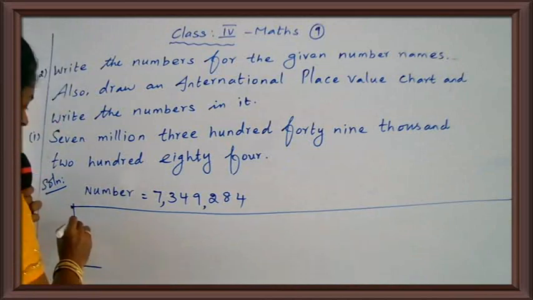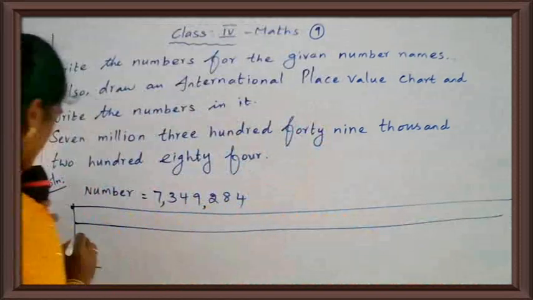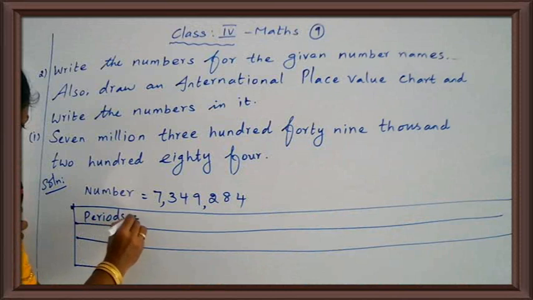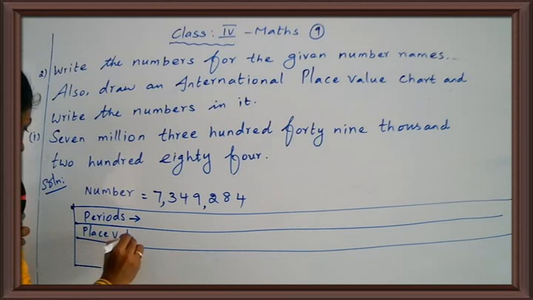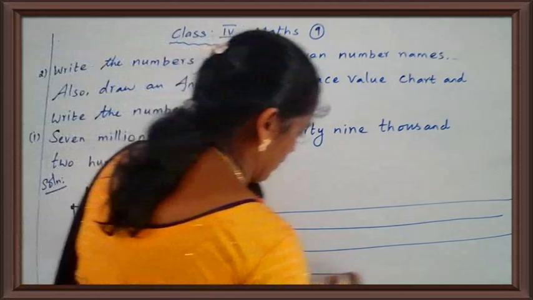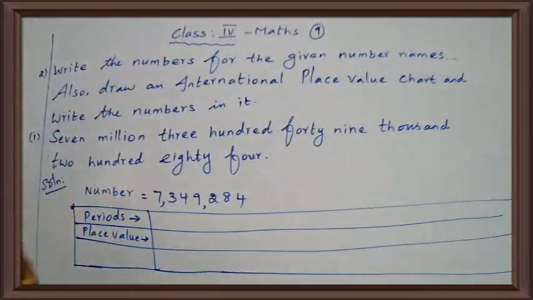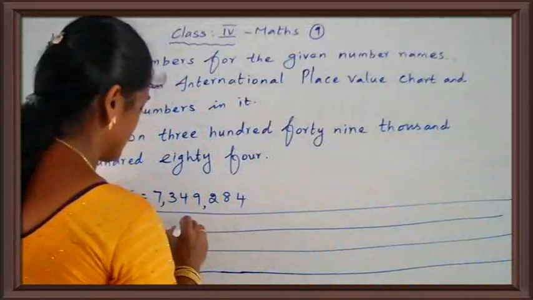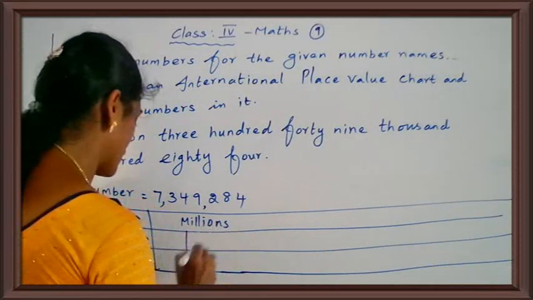So this is periods, place value. So the first column is periods, next is place value. Millions period.